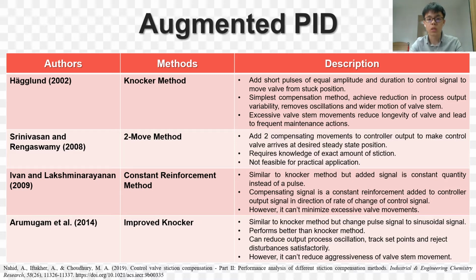This method shows a good result in the reductions of oscillations and fast motions of the valve. However, it may create excessive movement of the valve and thus reduce the lifespan of the valve. In 2008, the two-move method was proposed by adding two compensating movements to control the output in order to make the control valve arrive at the desired steady-state position. Nevertheless, this method requires quantifying the exact amount of stiction and thus is not feasible in industrial applications.